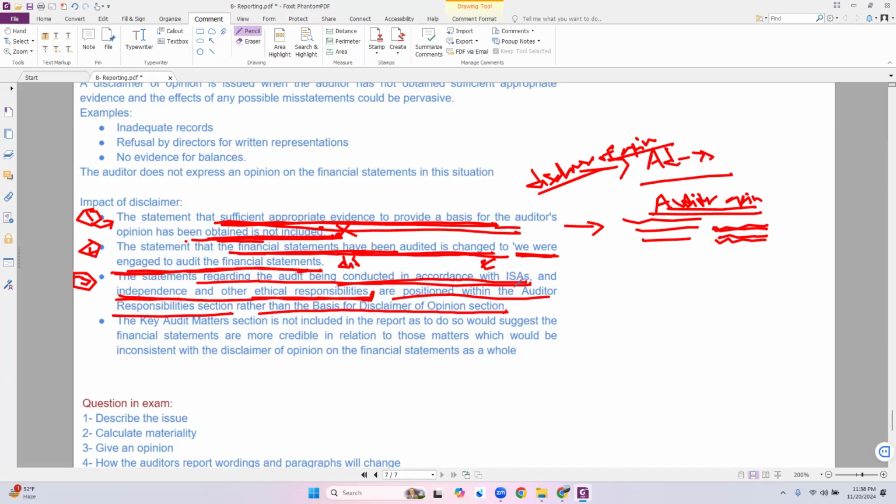In every other opinion, whether it is unmodified, qualified, or adverse, this line, that we conducted the audit in accordance with ISAs, checked our ethical responsibilities, and checked whether we were independent or not, is basically included in the basis for opinion paragraph.